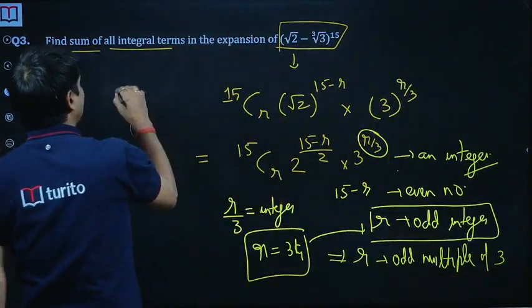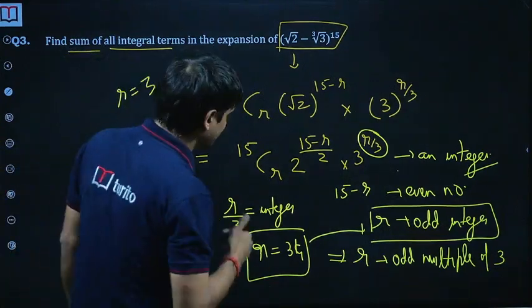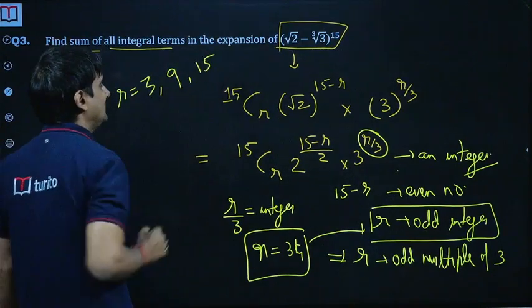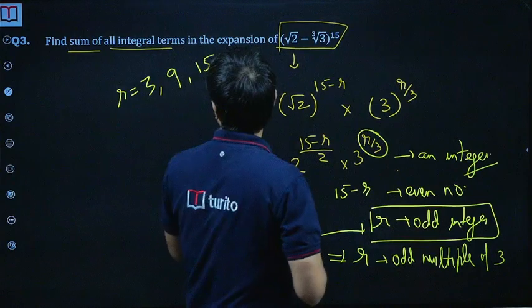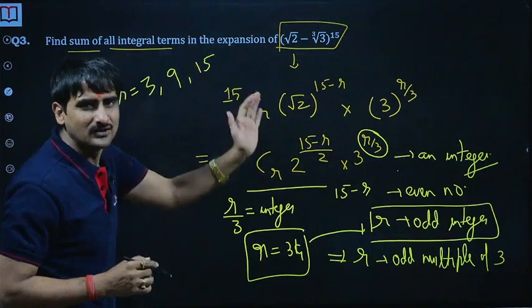So r can be 3. So r is 3 into 1, and then it could be 9, and then it could be 15. It can't be 6, it can't be 12. So these are just 3 possible values. You will put the values here and then find the sum of the integral value.